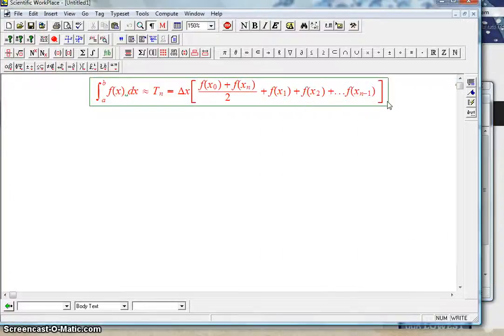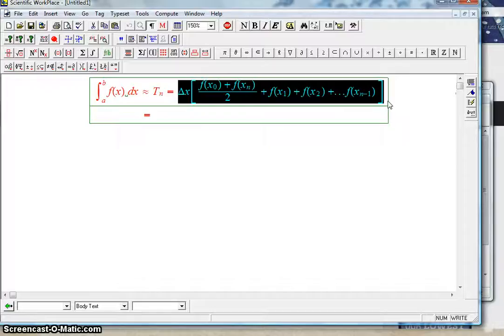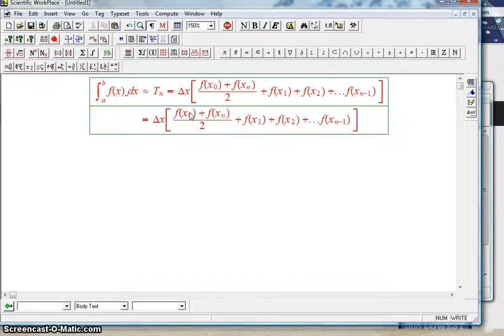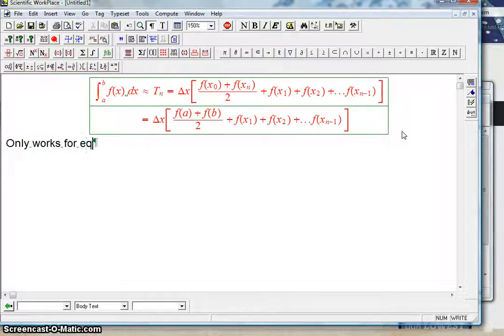So we could write it in a slightly different way, where I just call this a. You take the average of the function values at the far left and far right, and then add in the function values in the interior, times delta x. Remember, this only works for equal spacing.